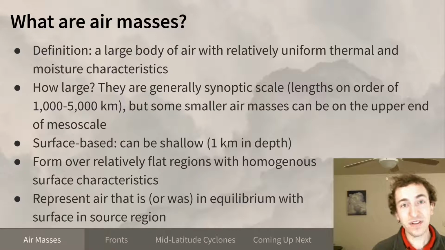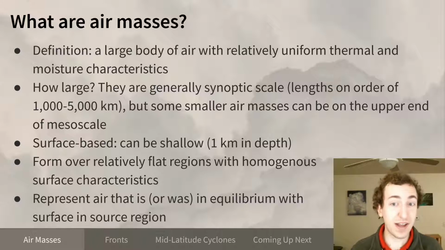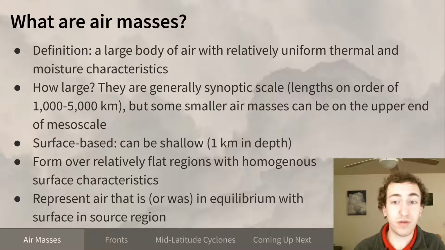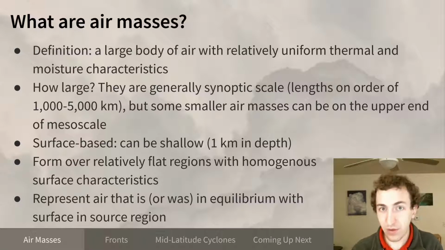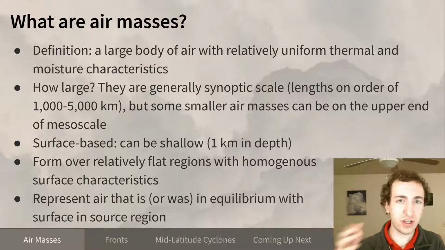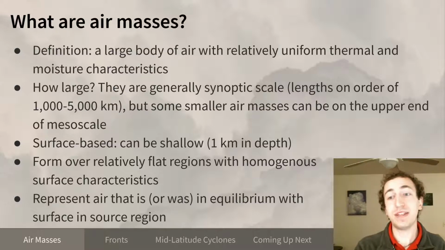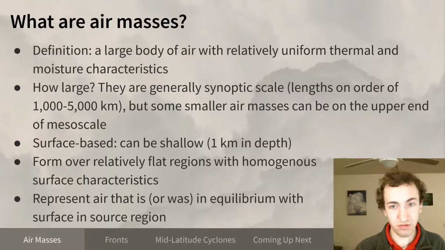So starting out, the foundational concept for this section are air masses. Air masses, by definition, are large bodies of air that are relatively uniform. They're relatively the same. How we define that is with thermal and moisture characteristics, or temperature and moisture. And of course, if you say large, how large is large? We generally consider these to be synoptic scale. So going back to last video, those are lengths on the order of 1 to 5,000 kilometers.